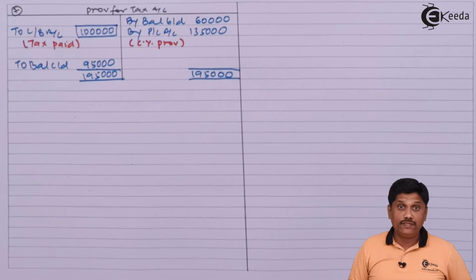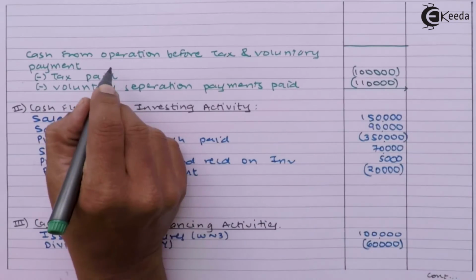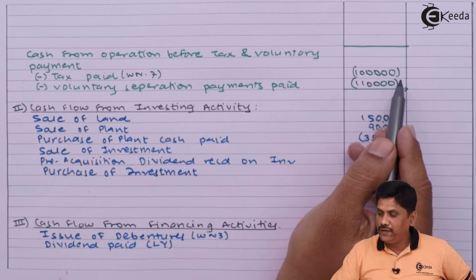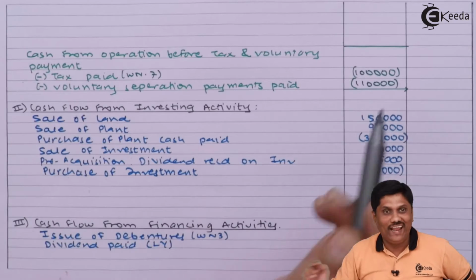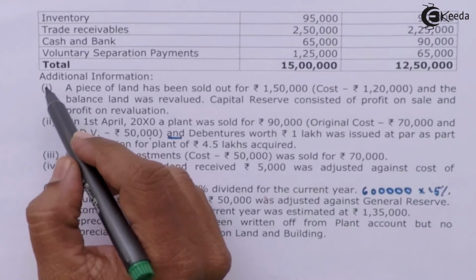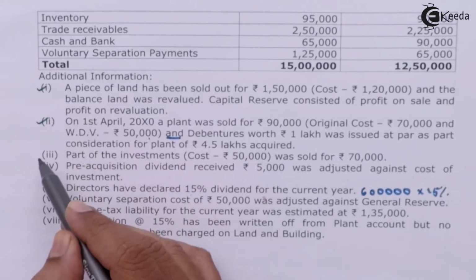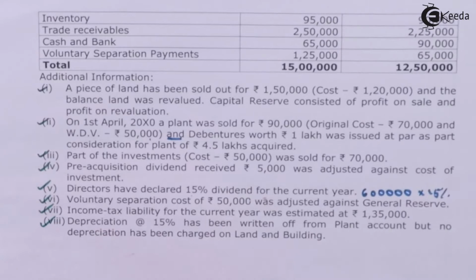For tax paid we have a special place in operating activity. As per working note number 7, we have inserted tax paid 1 lakh. Okay, we have inserted tax paid 1 lakh. So students, you can notice here very clearly, all adjustments are done. Everything is done. But what is hidden in this example?